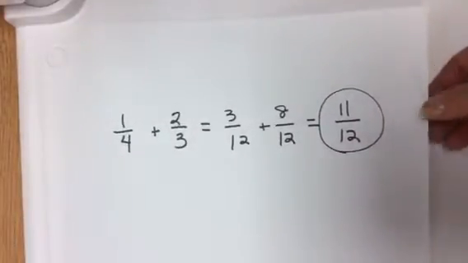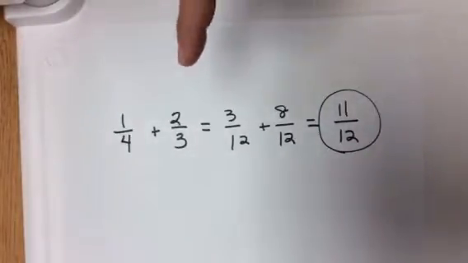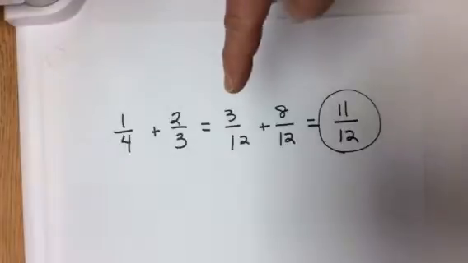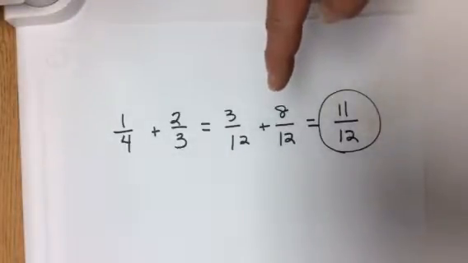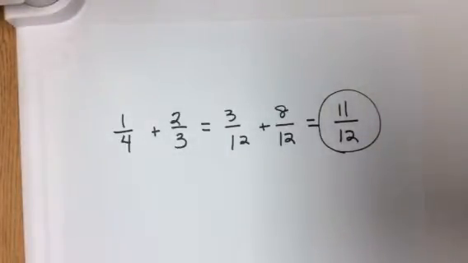My last step tells me that 1/4 plus 2/3 equals 3/12 plus 8/12. Now I can just add 3 plus 8 for 11 for my numerator, and my common denominator is 12ths, and my answer is 11/12. This is how we find common denominators and add fractions using fraction rectangles.